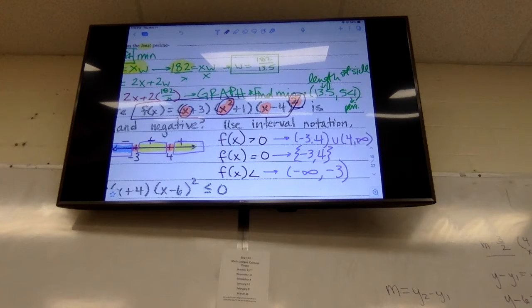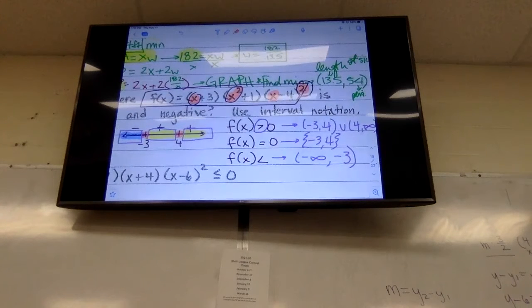So why would you draft it? Because I don't get to include -3. Because these are greater than and less than, so -3 doesn't count. In a minute though, the next one, you see how we have a less than or equal to? We're going to use brackets.